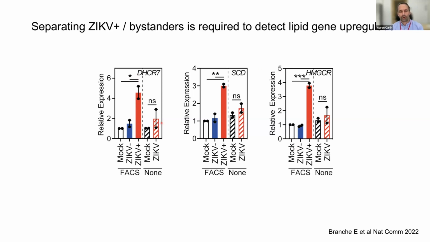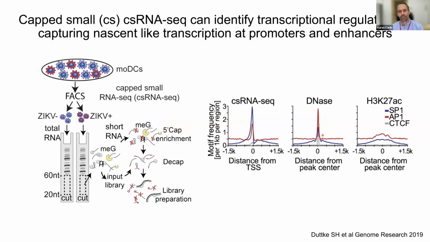However, if you run the same protocol and don't separate the cells, and just take the entire population, what you end up seeing is no regulation of these genes. So this is a case in which sorting and separating the infected from the uninfected cells is critically important to being able to identify this regulatory program. Otherwise, it would have been lost because many of the negative cells are not upregulating this program. And so this again shows the importance of our approach.